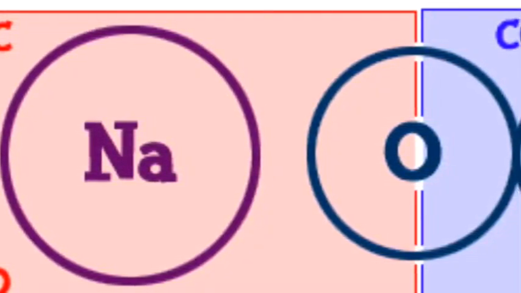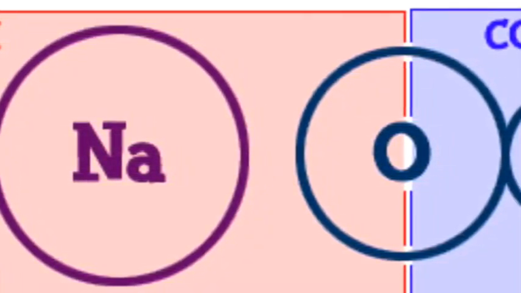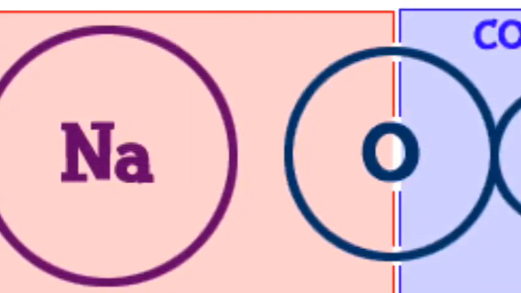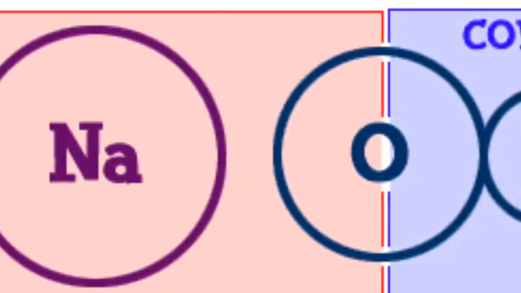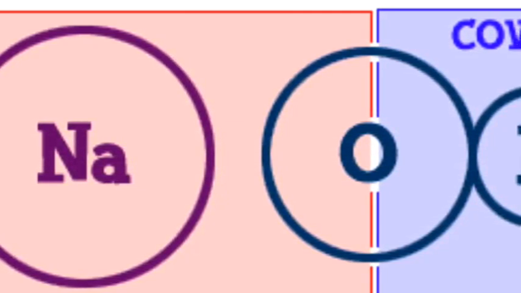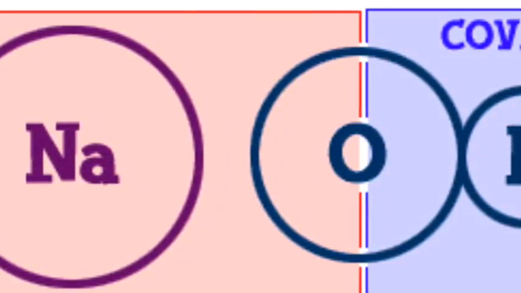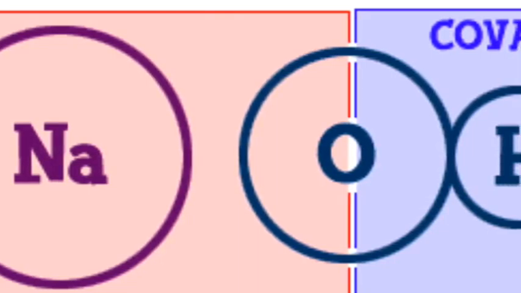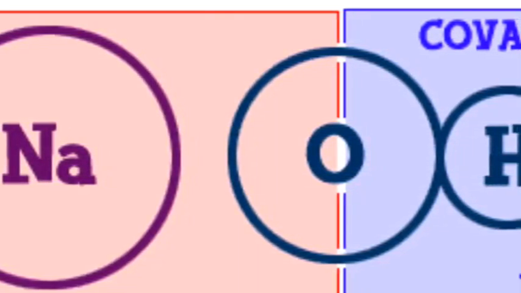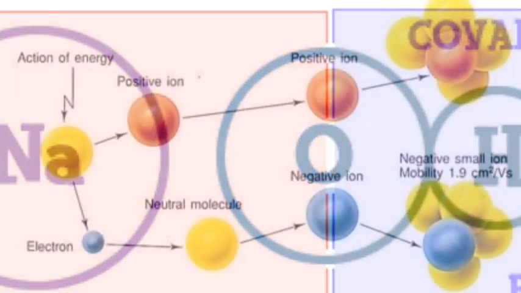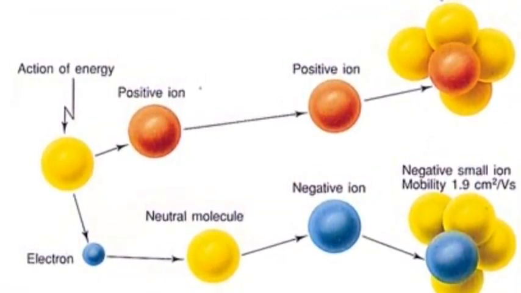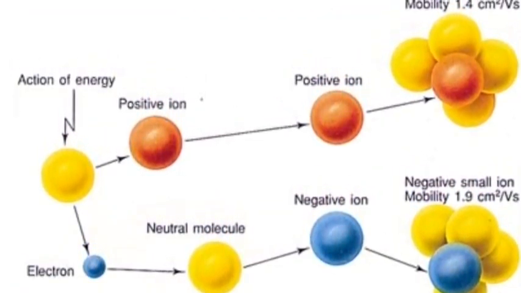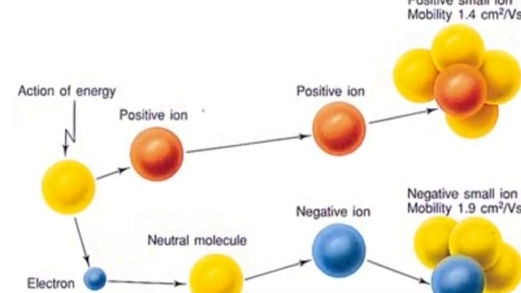Ions are elements that have a more positive charge or more negative charge. This is because an element will either give up electrons, which will give it a positive charge, or will gain electrons, which will give it a more negative charge. A positive charged ion is called a cation, and a negative charged ion is called an anion.